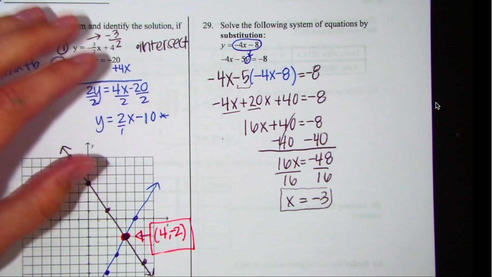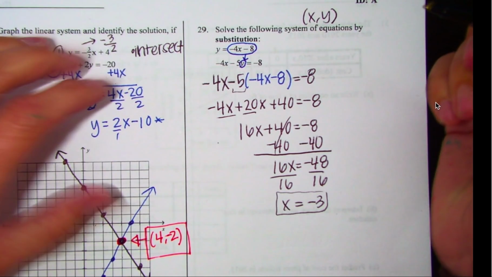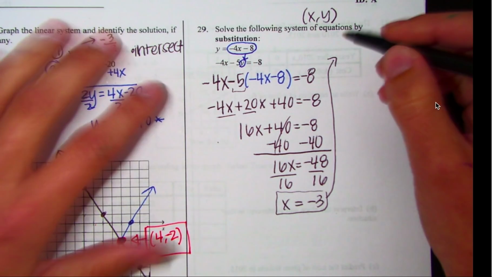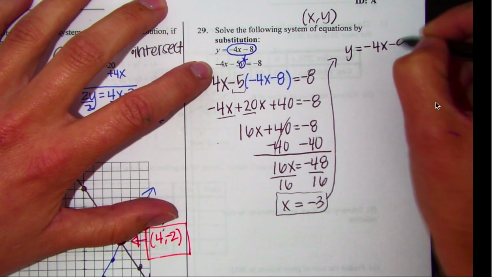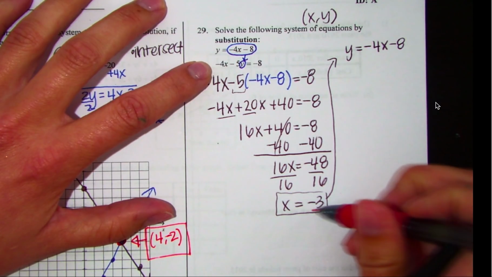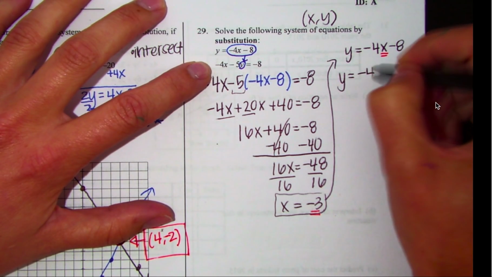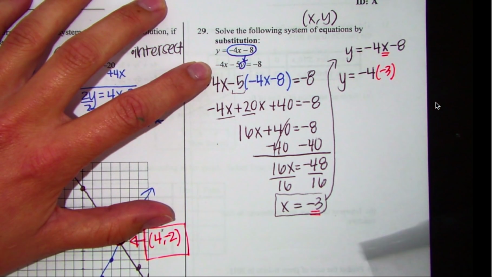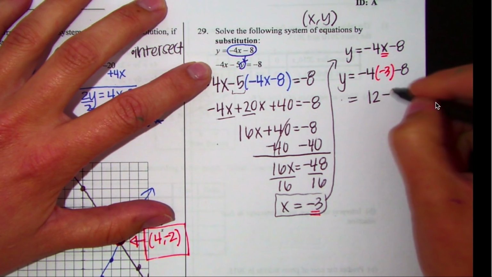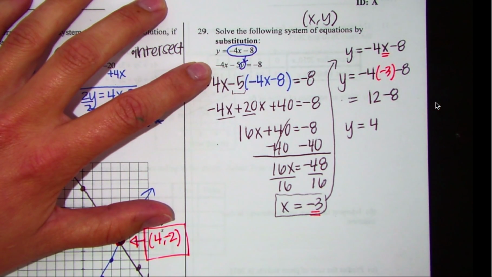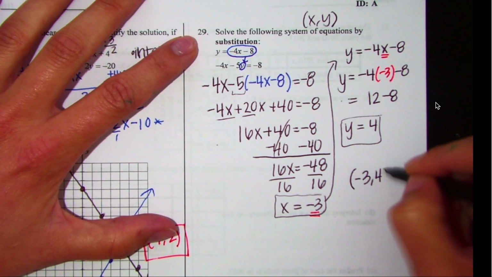But I'm not done. I need to find y because it is a system of equations and I always have an answer, my ordered pair x comma y. So I'm going to take negative 3 and plug it into that top equation. It doesn't matter which one you pick, but that top equation is going to be much easier. So I'm again replacing x with negative 3 because I know x equals negative 3. So y equals negative 4 times negative 3 minus 8. Negative 4 times negative 3 is 12 minus 8, and I get y equals 4. So my answer is going to be the ordered pair, negative 3, comma 4.